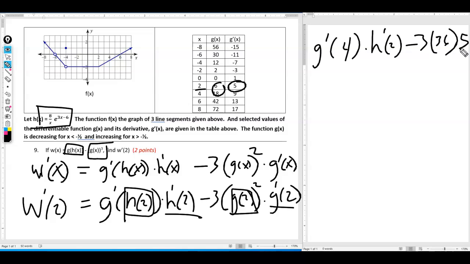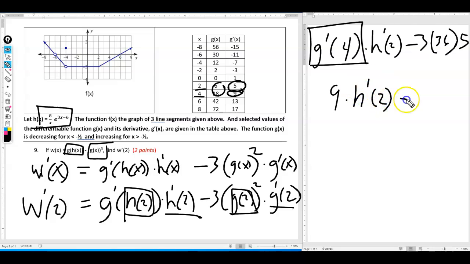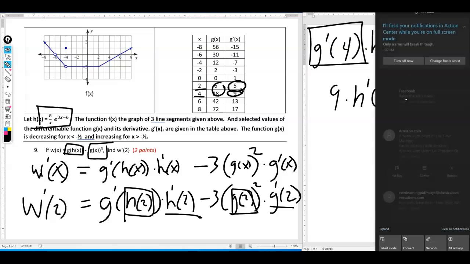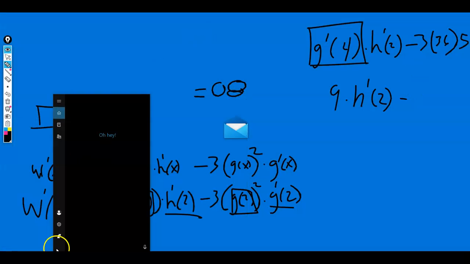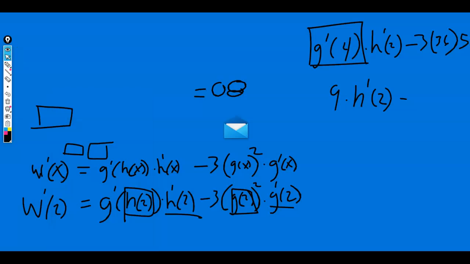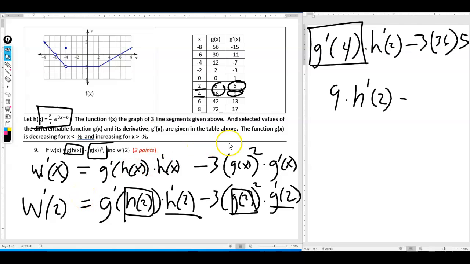So let's go ahead and keep going here. I can do this one. G prime of 4 is 9. Having some technical issues for a minute. Okay, so I'm going to do all these multiplications over here. 36 times 3 times 5, and I'm getting 540.